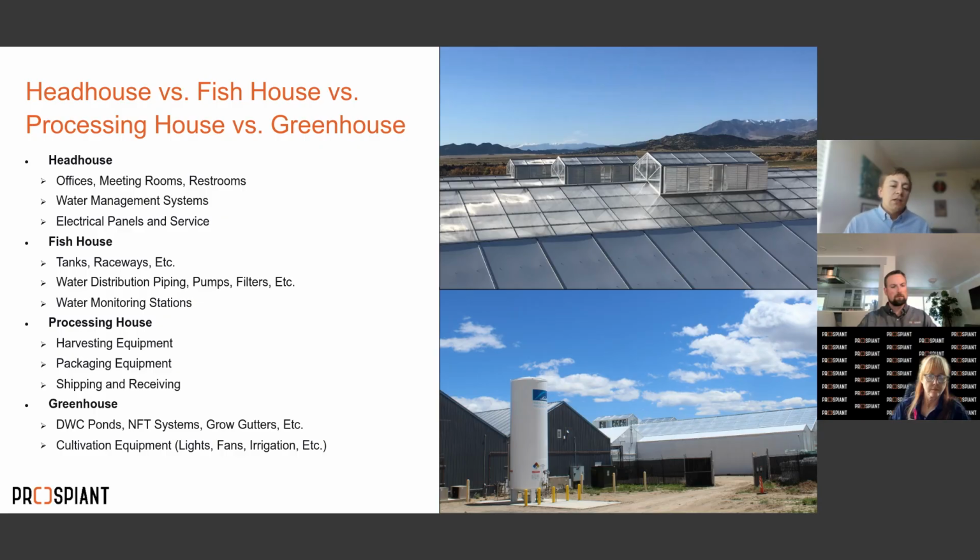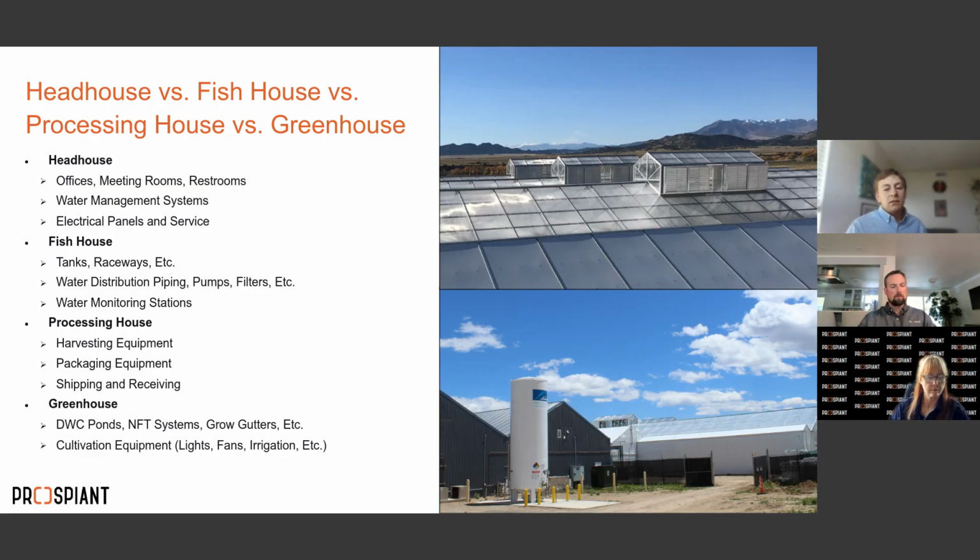And then the processing house, sometimes this can be combined with the head house, but what the processing house essentially is, is where you're going to be harvesting your produce, which is more than likely going to be your microgreens. This is where your loading docks are at. So this is where you're shipping and receiving everything. You might be packaging some of your microgreens out of it. This might be where you harvest the fish in the fish house, but then transport them to the processing house to do final packaging or loading into the fish truck beforehand.